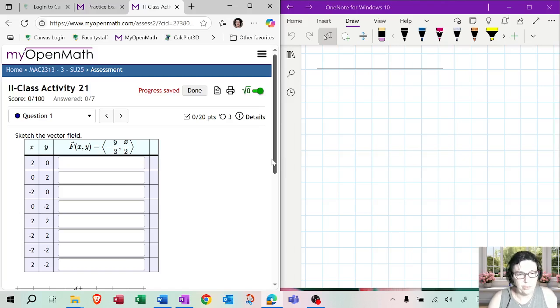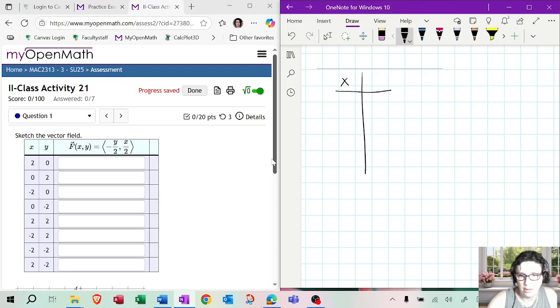In this video, I'm going to show you how to graph a vector field basically by hand, but using MyOpenMath. All right, so we've got some points here. This is the x, and here we've got the y. What happens when x is 2 and y equals 0? We need to figure out what vector we're going to plot, because the vector field takes a point and outputs a vector. This is what we're supposed to compute.